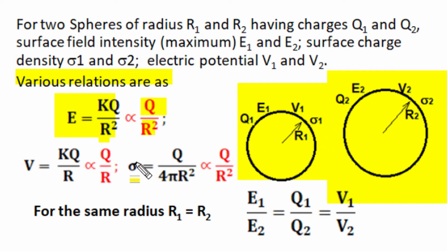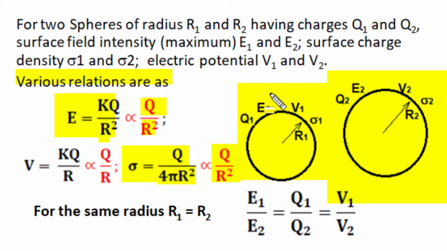Similarly, charge density is charge per unit area of the spherical surface. The spherical surface of radius r has an area 4 pi r square, so charge density has the relation q upon 4 pi r square, and this charge density sigma is again directly proportional to the amount of charge and is inverse of the square of the radius of the sphere.